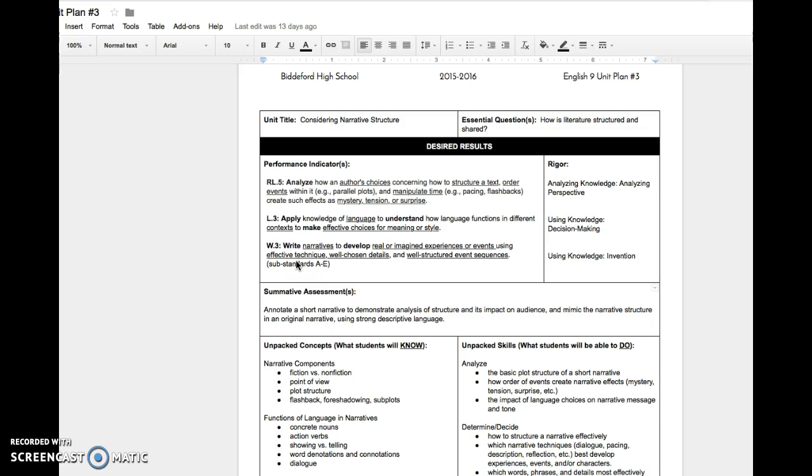When you write your summative, go back and ask yourself, does my summative measure all three, or did I leave one out, or did I leave a detail out? So do make sure you do that.